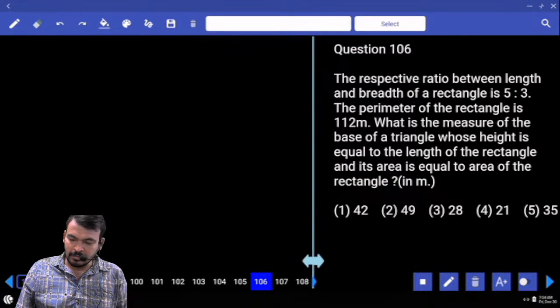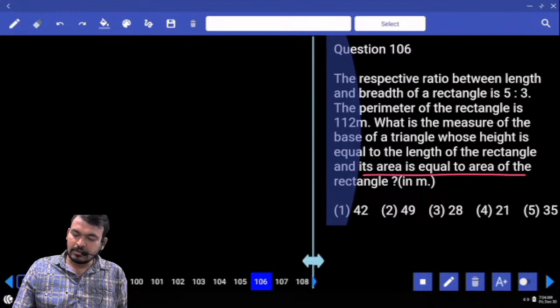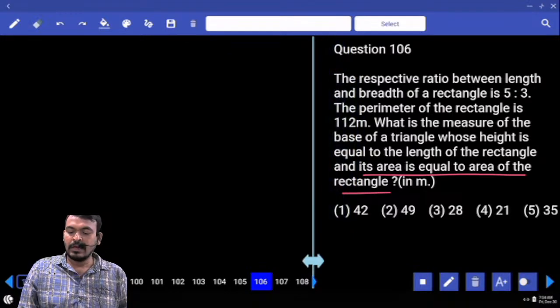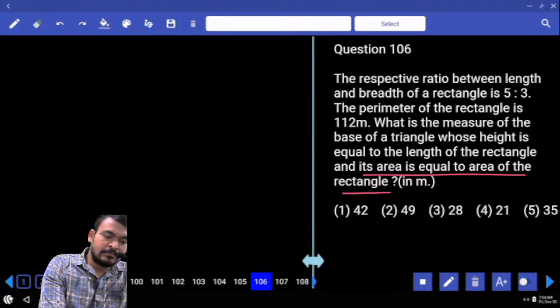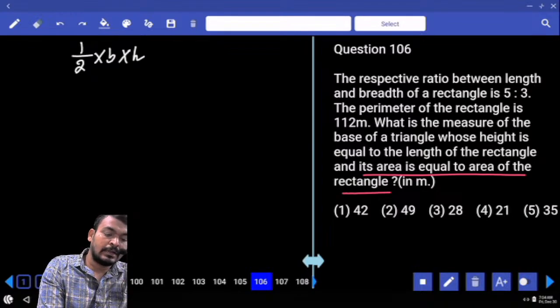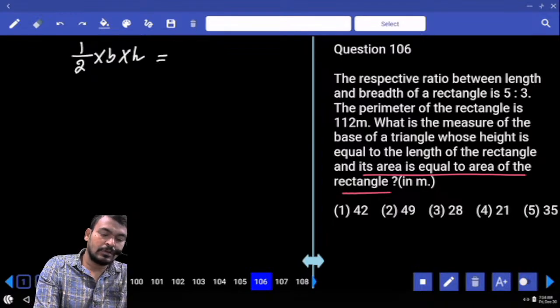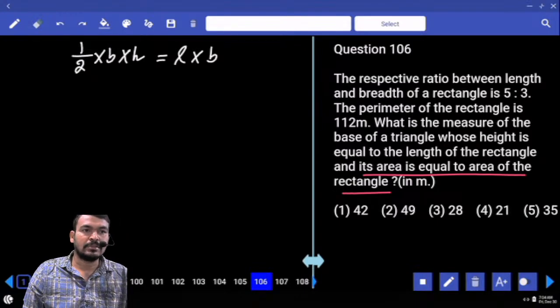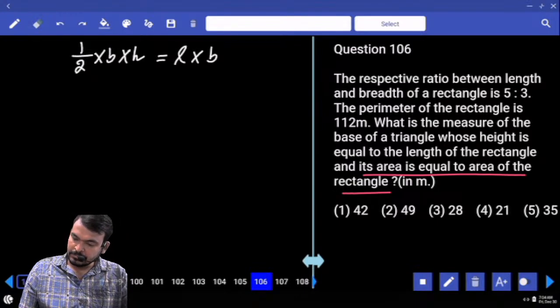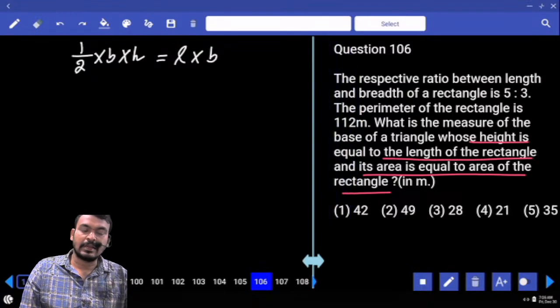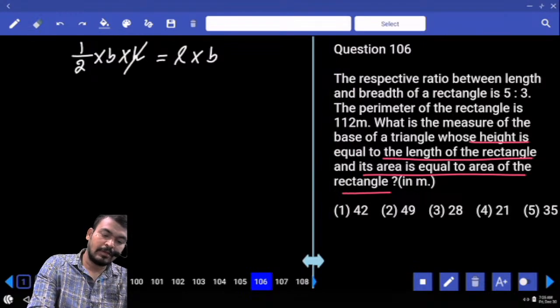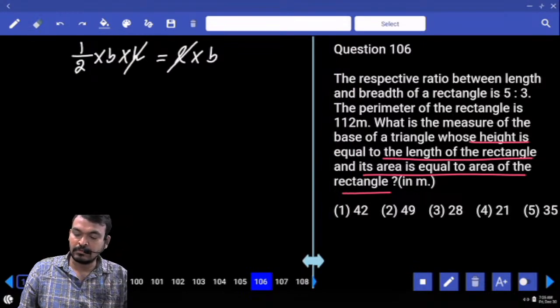the length of the rectangle, and its area is equal to the area of the rectangle? What is the area of a triangle? Half into base into height. It is equal to the area of the rectangle. What is the area of a rectangle? Length into breadth. And here the height is already equal to the length of the rectangle, so the height value and length value both cancel.